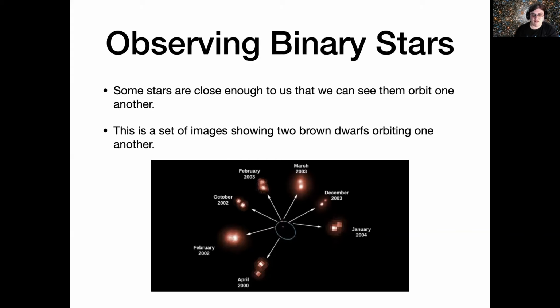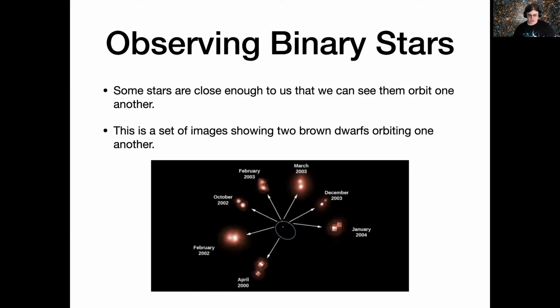This is a brown dwarf system. Again, like many brown dwarfs, it doesn't have a very pretty name. And on the bottom, you can see there's a bunch of pictures of this system. If you assume the brighter one is fixed in place, you can see that the fainter one is circling it, and then the little picture in the center shows what we actually end up working on. This is how we know the mass of these brown dwarfs.